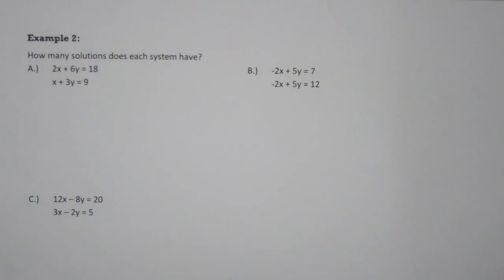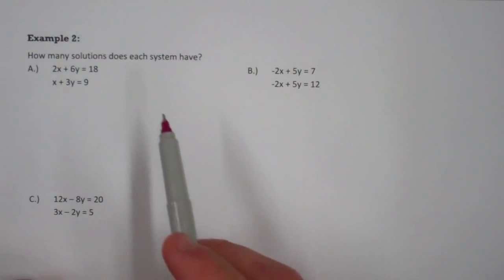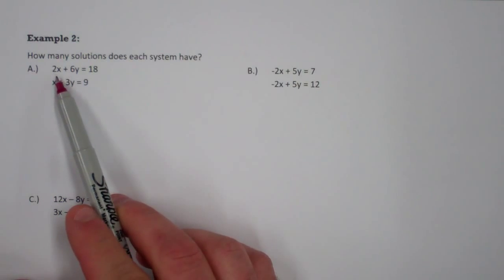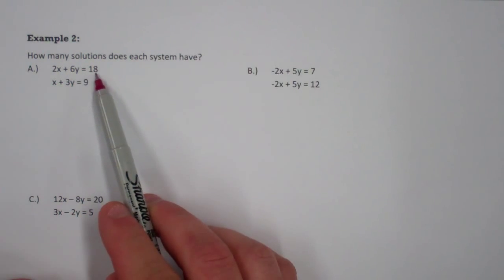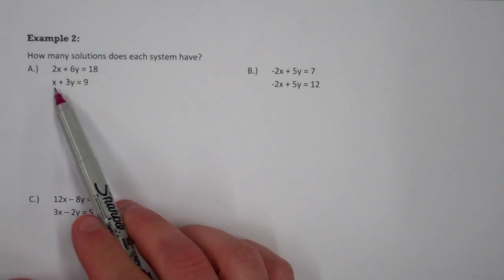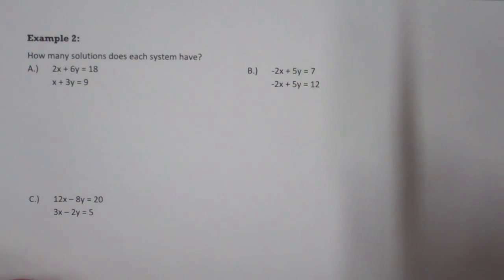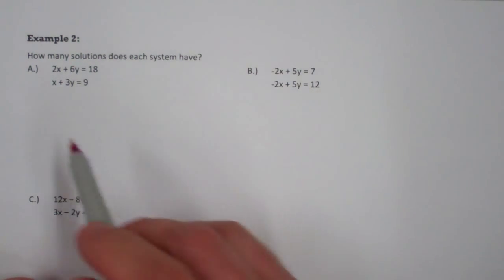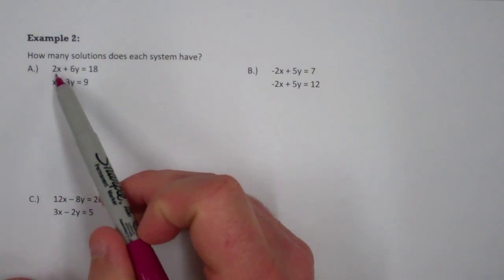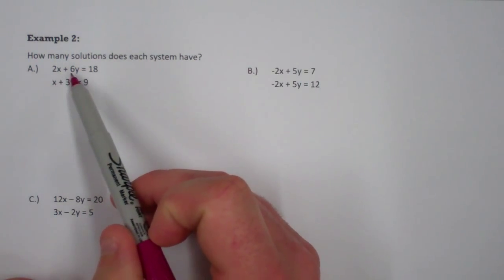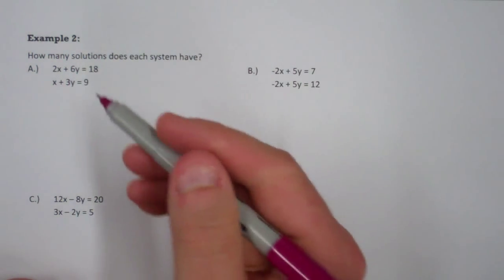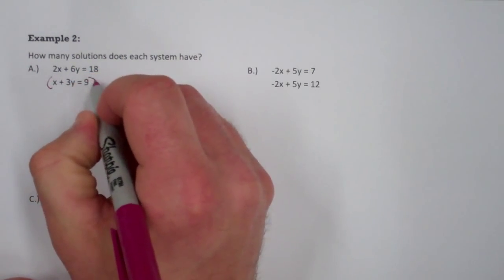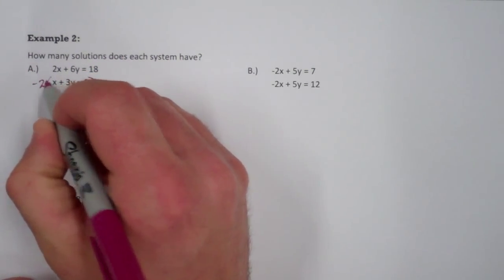In example 2, we want to figure out how many solutions each system has. We have A, B, and C. Let's look at A. First we see 2x plus 6y is equal to 18. The second equation, if we're going to try this with linear combination or elimination, we've got to have one term exactly opposite the other term, which we don't have. What we could do though is multiply this whole bottom equation by -2.